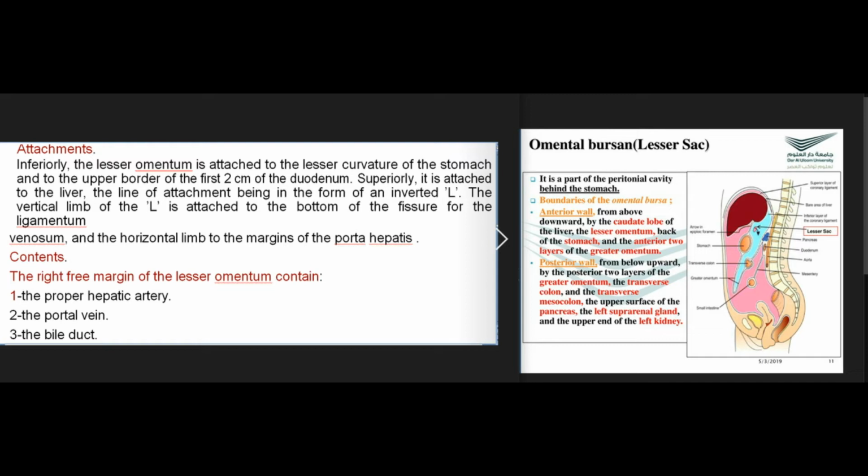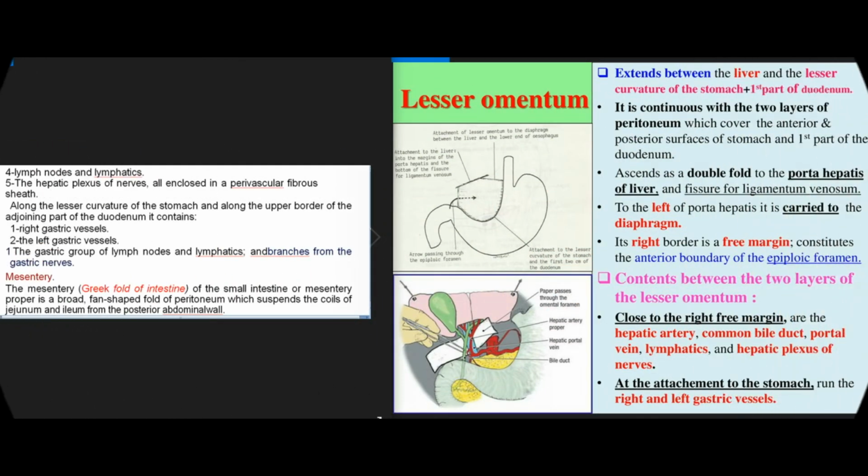Contents. The right free margin of the lesser omentum contains: 1. The proper hepatic artery. 2. The portal vein. 3. The bile duct. 4. Lymph nodes and lymphatics. 5. The hepatic plexus of nerves, all enclosed in a perivascular fibrous sheath. Along the lesser curvature of the stomach and along the upper border of the adjoining part of the duodenum it contains: 1. Right gastric vessels. 2. The left gastric vessels. 3. The gastric group of lymph nodes and lymphatics, and branches from the gastric nerves.